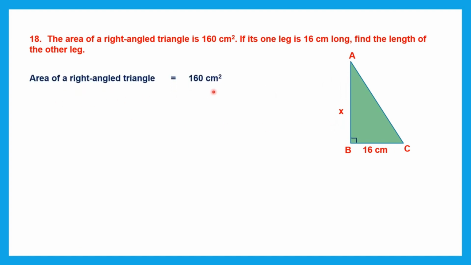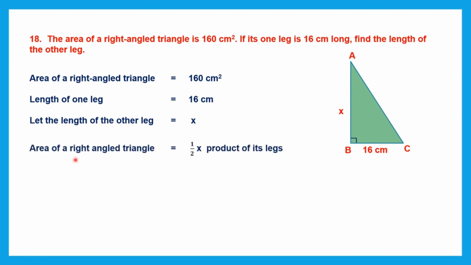So area of a right angle triangle is given to us. Length of one leg is given to us. Let the length of the other leg be considered as x. Now let's use the formula for area. So this will help us find the length of the other leg. And what is the formula of a right angle triangle? Half into product of its legs. Product means you multiply. Now area is given to us, so let's substitute and write 160 centimeters square. And here half means 1 by 2 into product of its legs. That means you multiply the two legs measurements. That means 16 into x. So 16 into x is product of its legs.